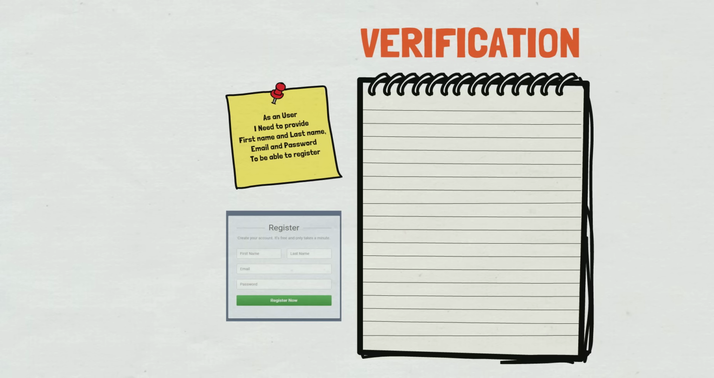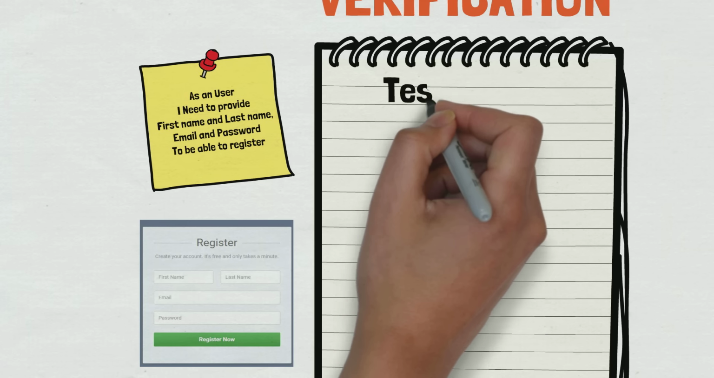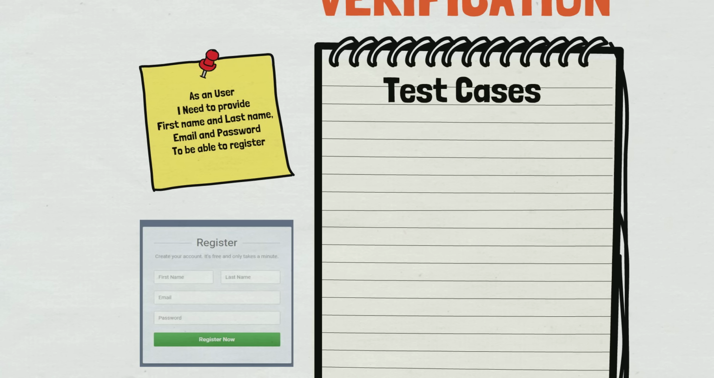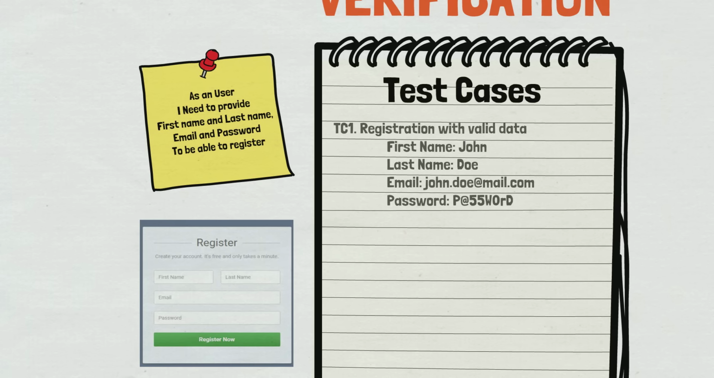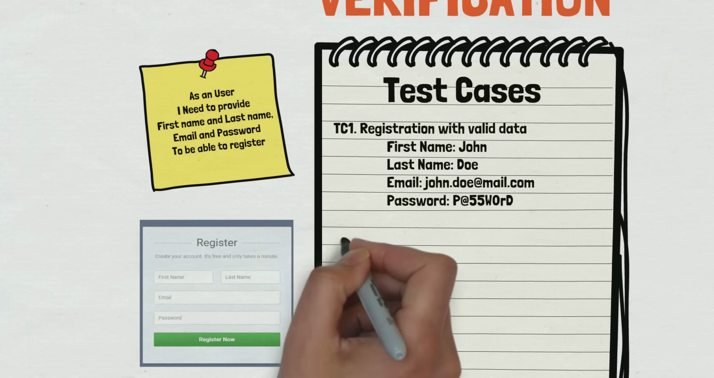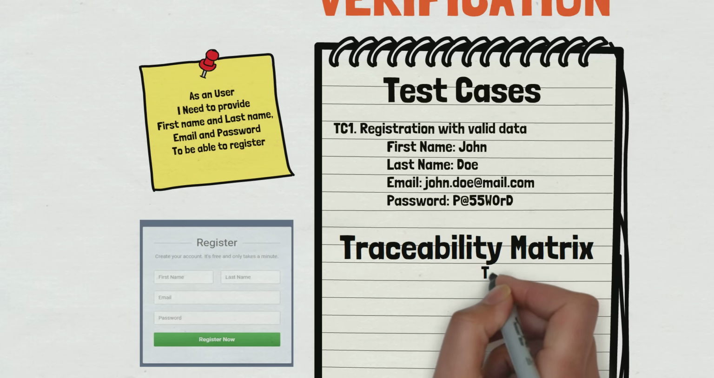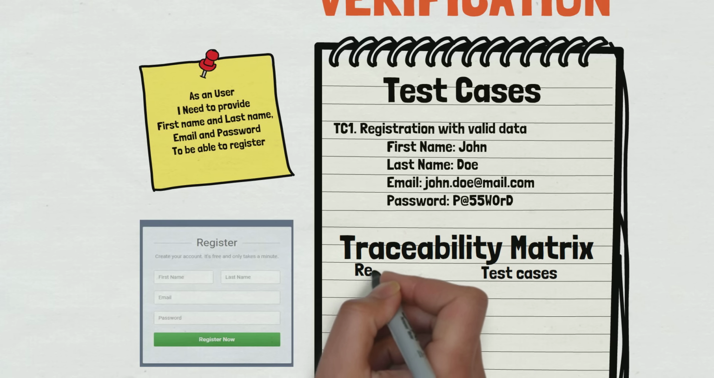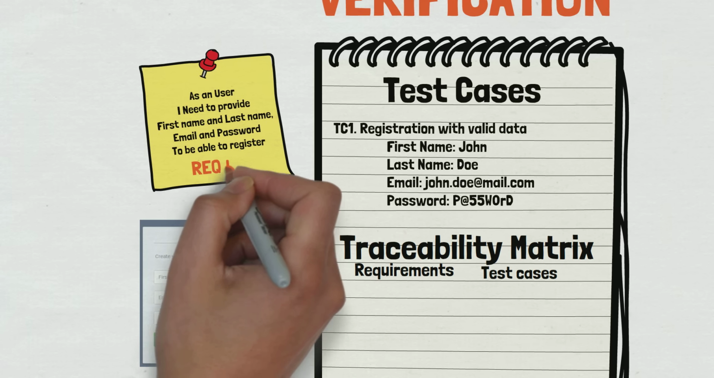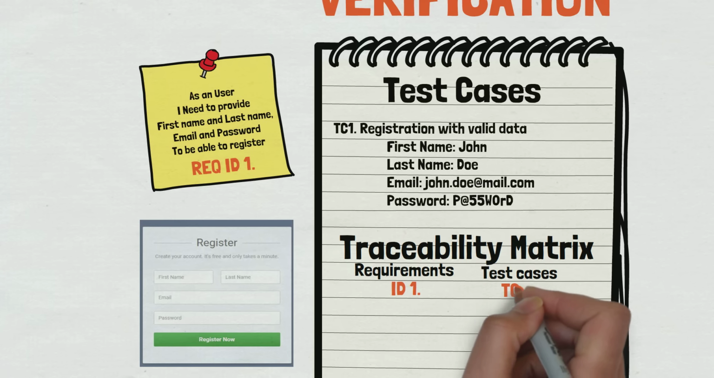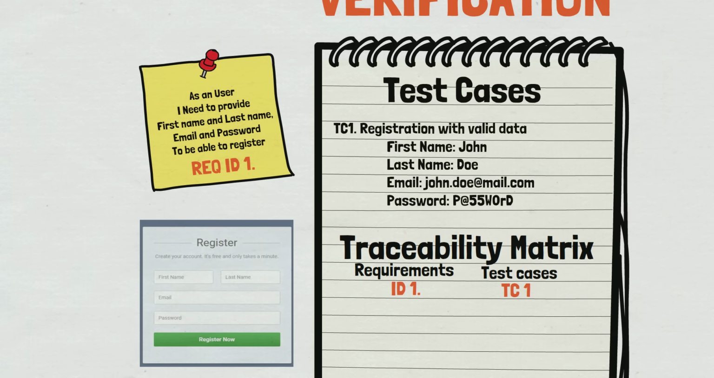First of all, we familiarize ourselves with the requirements and write tests based on them. In our case, we have only one simple requirement, so we write only one simple test case. For visibility of the verification process, we can add the traceability matrix. It consists of one requirement and one test case. But it is in our simplified example, you need to understand that we simplify a lot of things.